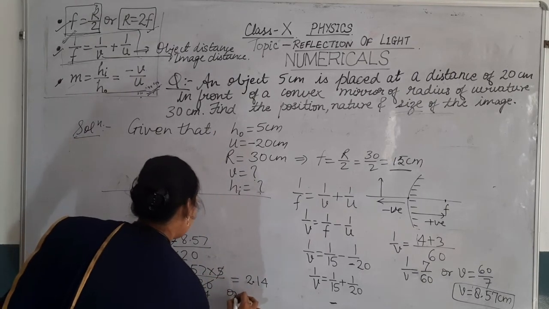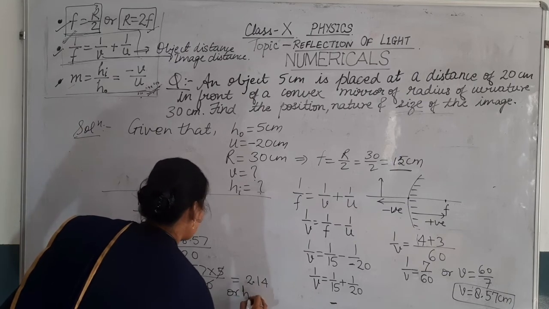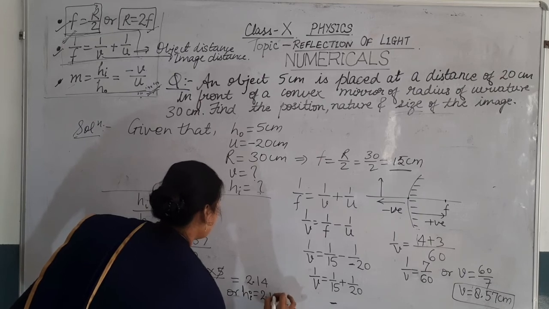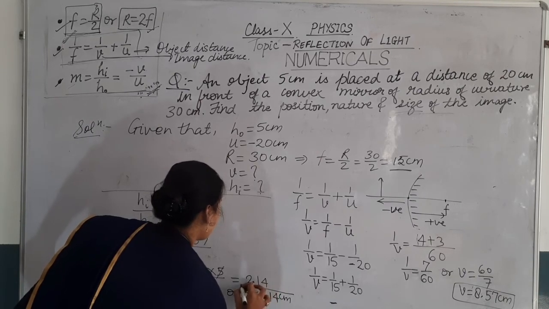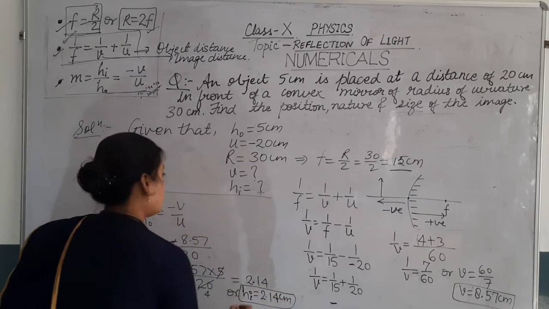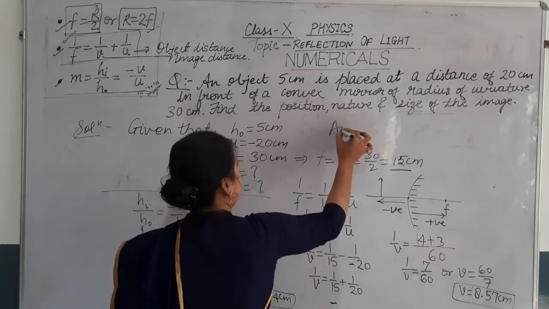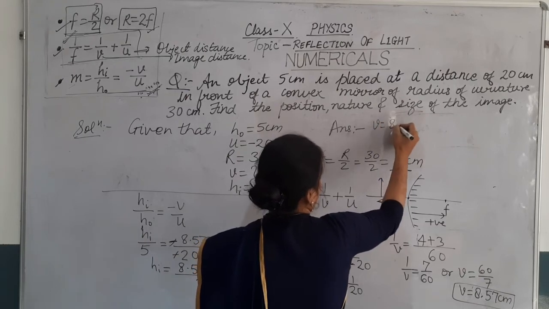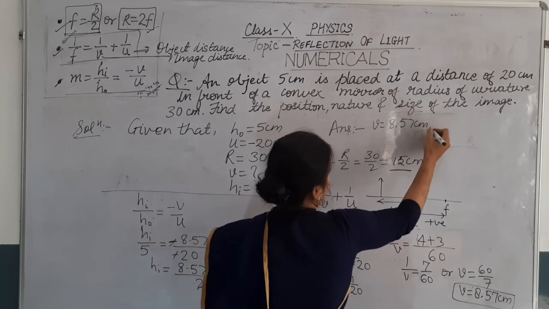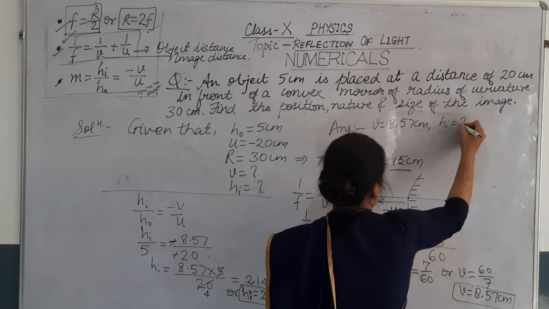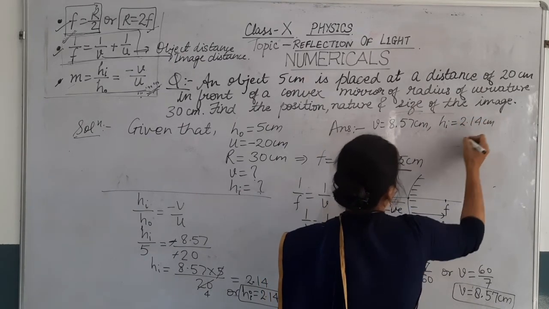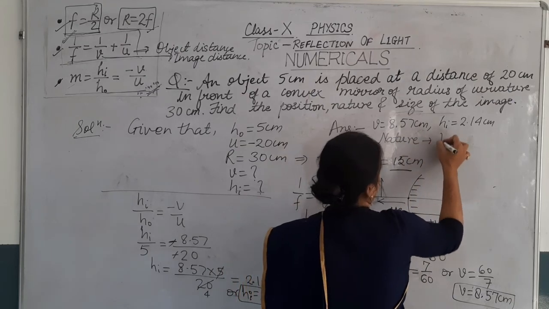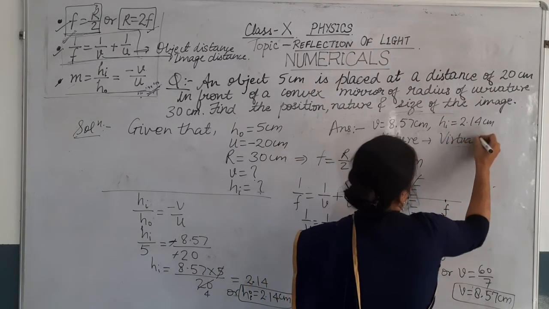So, or here only I am writing it down, HI will come out in centimeter. Now writing the answer, if you want to write the answer, we can write down V is equal to 8.57 centimeter, HI is equal to 2.14 centimeter, and nature if you want to write, nature will be virtual and erect.